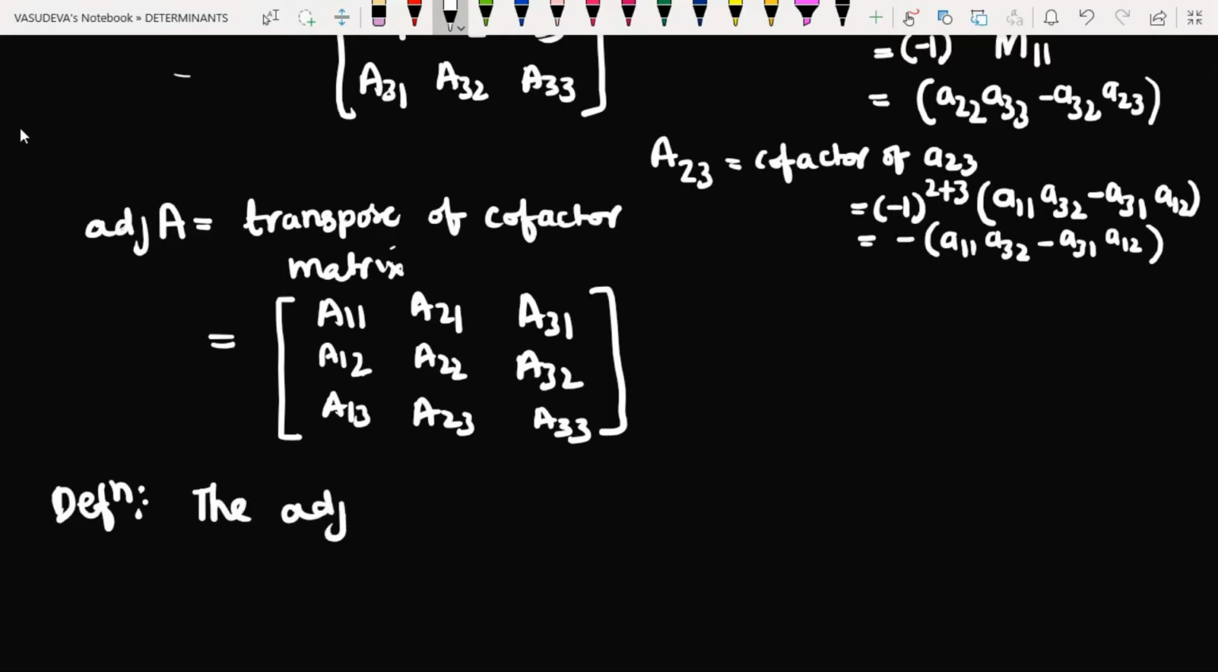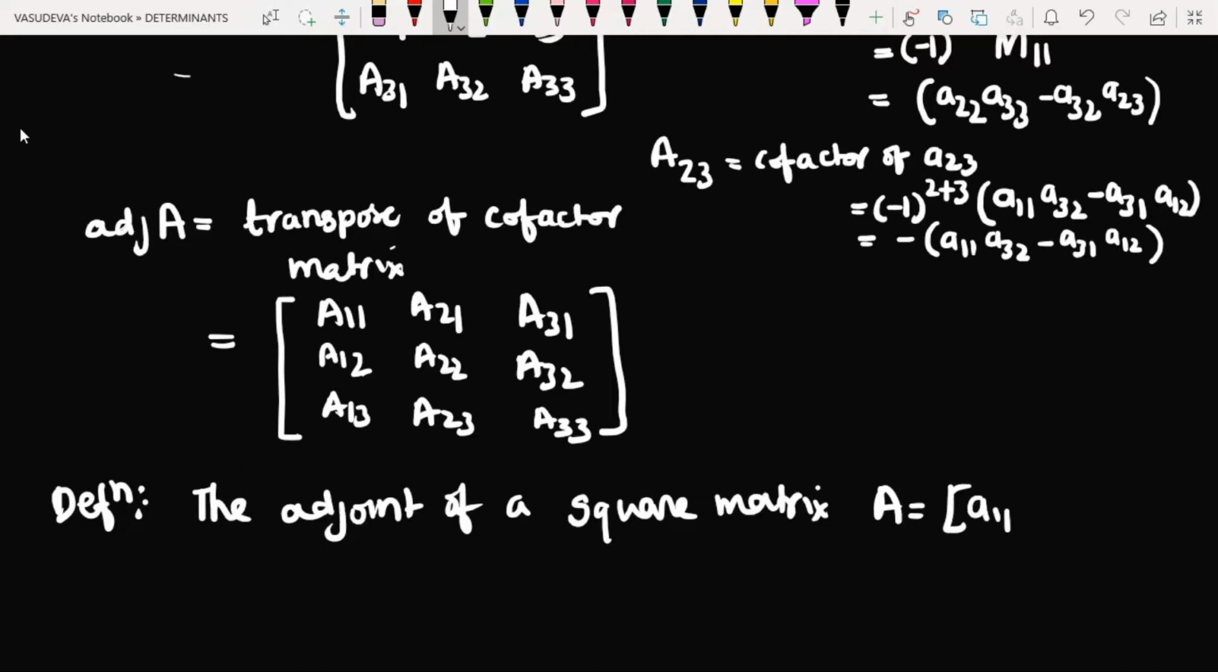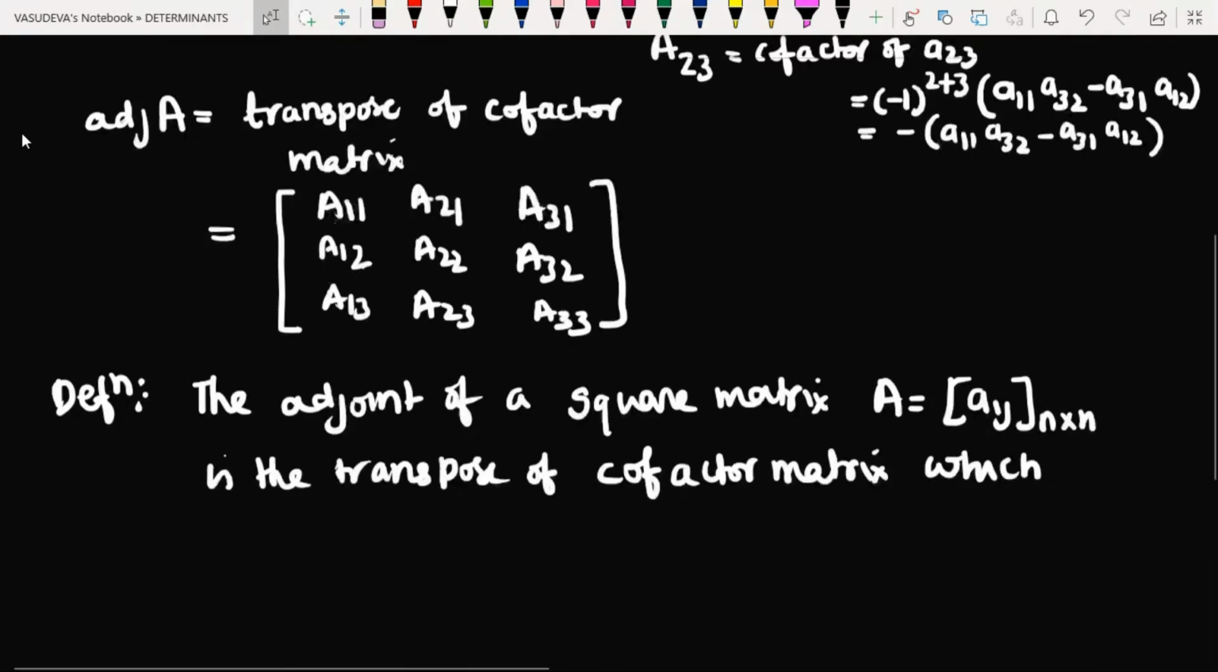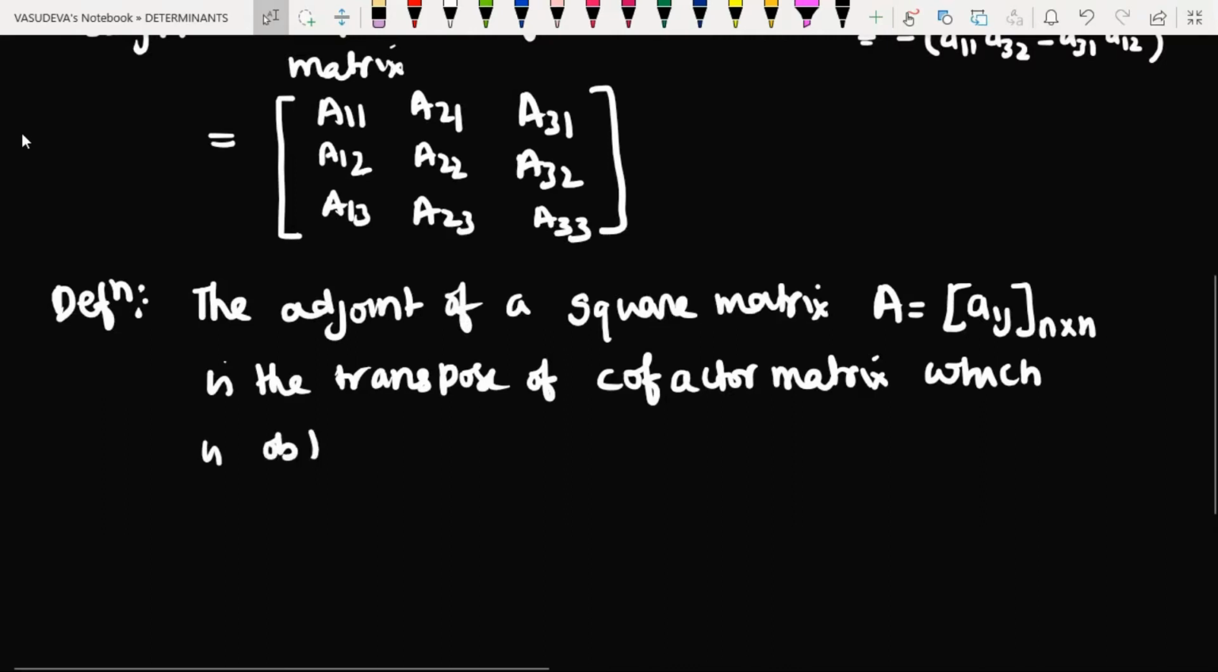The adjoint of a square matrix A is equal to Aij of order n by n is the transpose of the cofactor matrix, which is obtained by replacing all the elements by its cofactors.